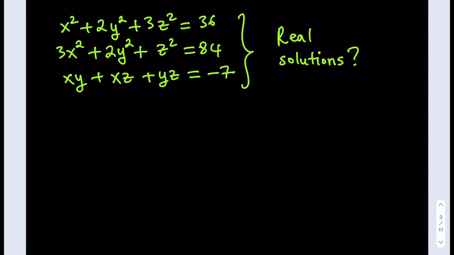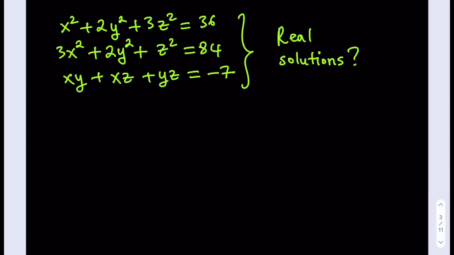Okay, so we have x squared plus 2y squared plus 3z squared is equal to 36. 3x squared plus 2y squared plus z squared is equal to 84. xy plus xz plus yz is equal to -7. And we're looking for real solutions. Okay, alright, so let's get started.